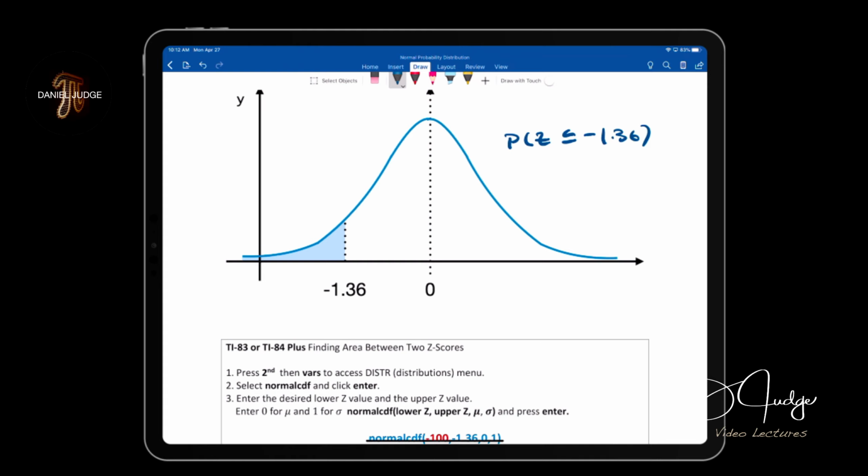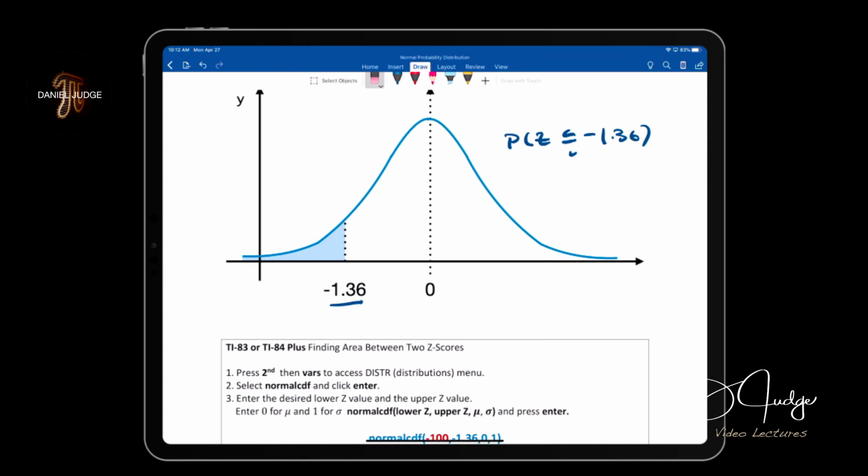You say, why is that? Well, because we're going to look at all the values to the left of this number. Those are the values that are smaller than a negative 1.36. Smaller values live to the left. So this is where the algebra-ish prereqs come in, ladies and gentlemen. Algebra-ish, describing this as an interval. All the values to the left of negative 1.36, we write a Z less than or equal to that value.